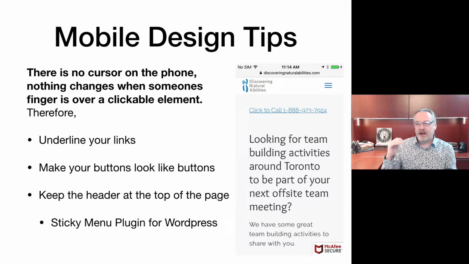You want to keep the header at the top of your page there. A lot of times the header will slide up and people lose their navigation. So if you use WordPress, there's a sticky menu plugin you can use to hold that. So this part up here, Discover Natural Abilities with the 3 bars, the actual menu, will stay there as the person scrolls on the page. That's important to keep your navigation around.